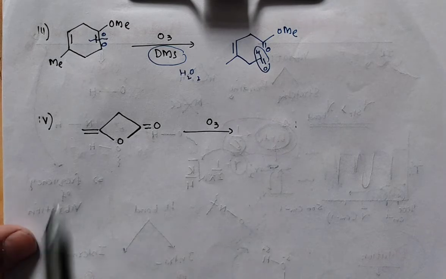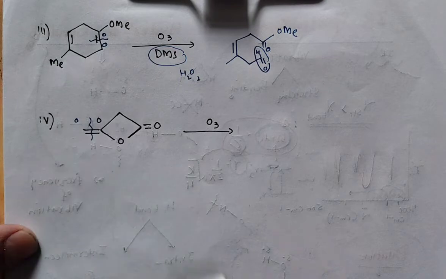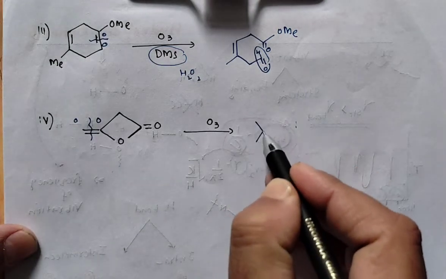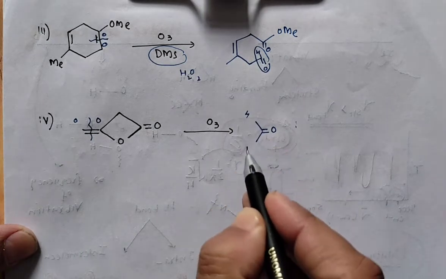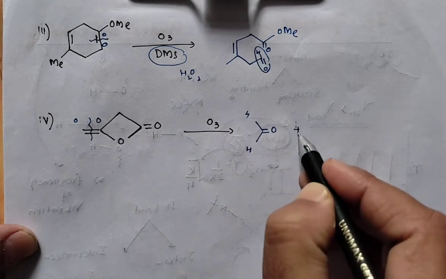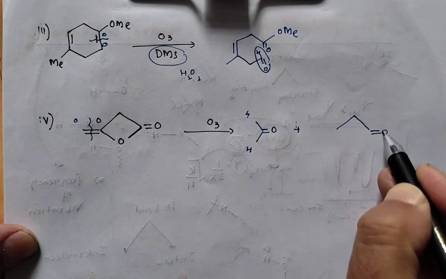So simple, what we have to do, we have a double bond here, cleave it here, add oxygen here, add oxygen here. So what we'll get? This is one compound. So this is HH, and then the second compound is, your product is like this.